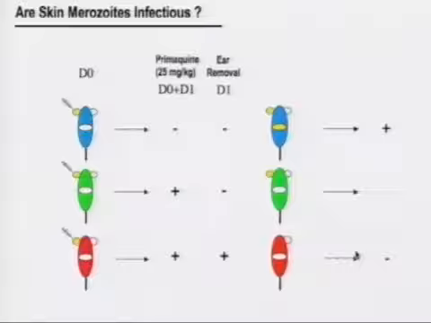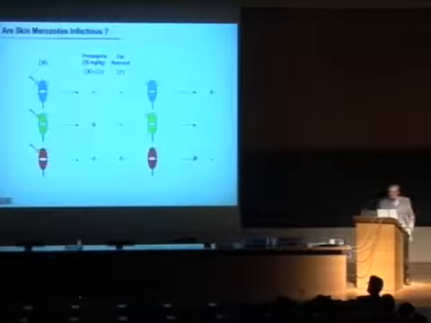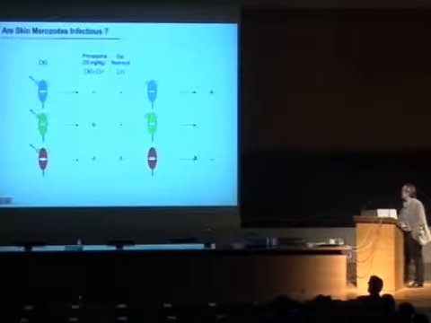Now the question was, and this is the only experiment that I'm going to show you, an obvious question was, could these skin merozoites be infectious and be responsible for red blood cell infection? And in order to test this, this is the kind of experiment that is still ongoing. But basically, we injected in the ear of mice 30,000 sporozoites in the skin of the ear.